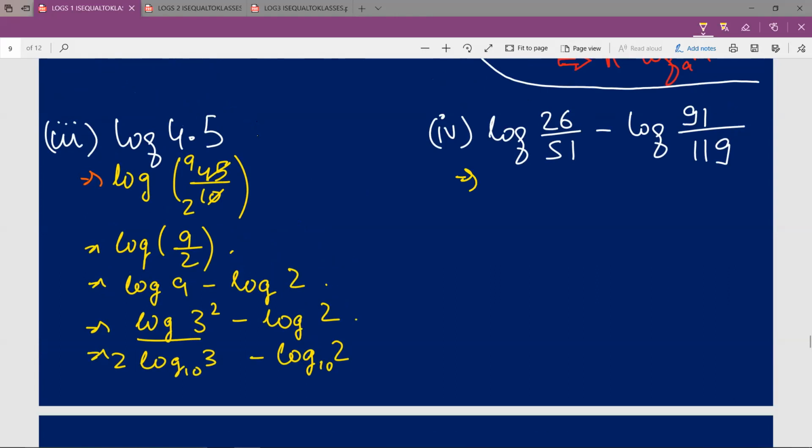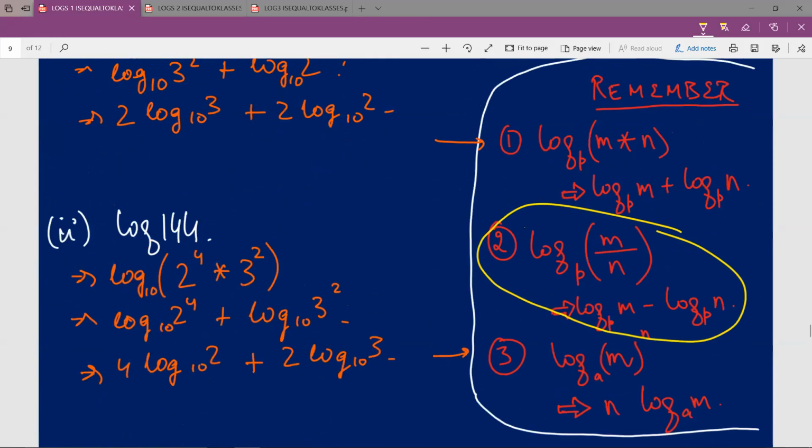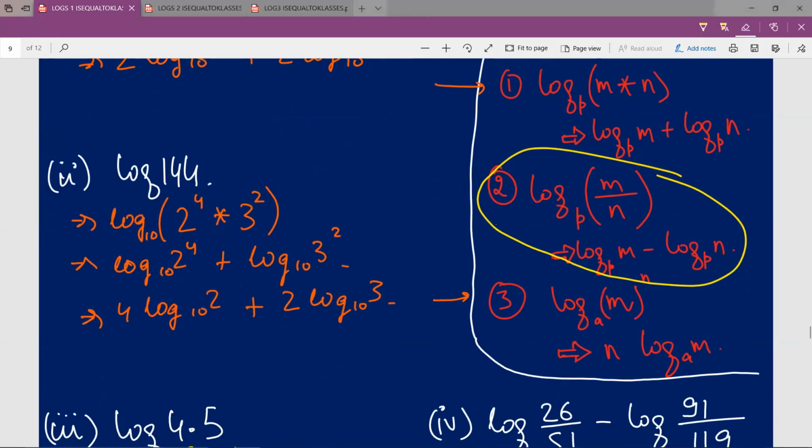Now over here, log of 26 upon 51 minus log of 91 upon 119. Now what do we do? This is a big monster. All we have to do is take the second law, and then we'll be solving the fourth subpart. Taking the second law.